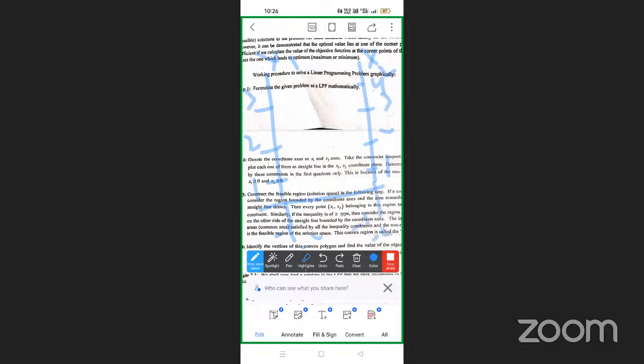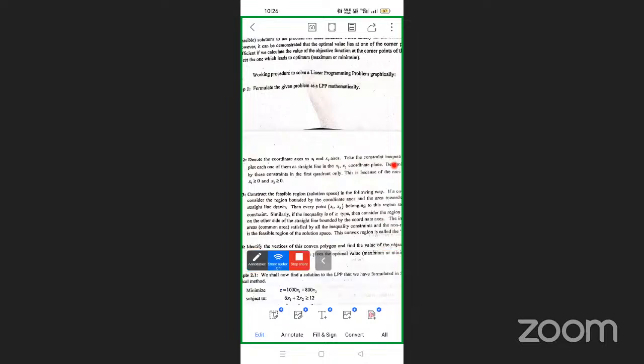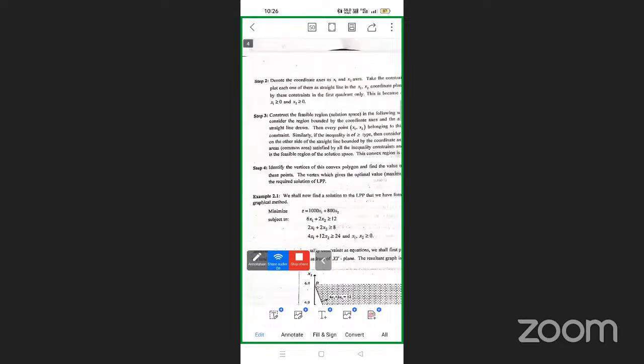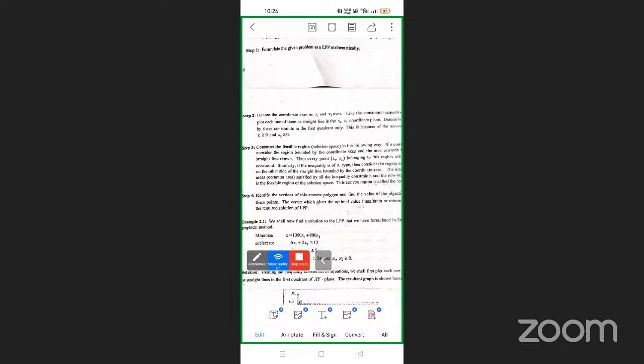So the second step is to represent the two axes, first the x1 axis and the x2 axis. These are the construction of the x1 and x2 axes. Take the constraint inequalities too. So this is the process. It's very simple, so we can go directly to example one.